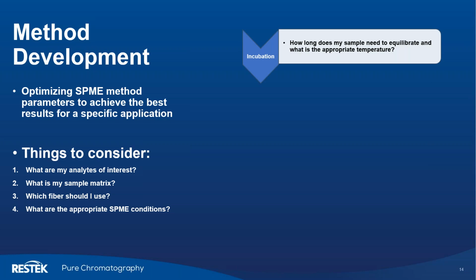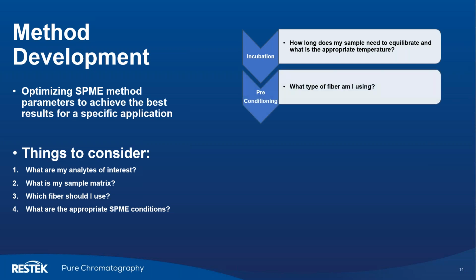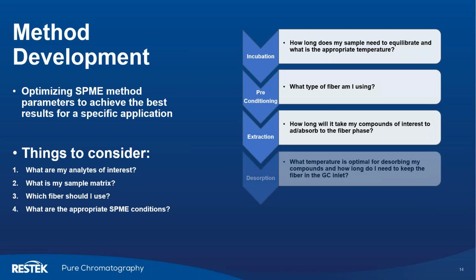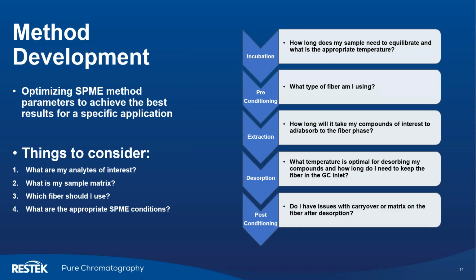So this is how long we equilibrate our sample. Then preconditioning: what type of fiber are you using and how do you clean that fiber to optimize your analysis? And then how long will we be extracting our analytes, right? And at what temperatures? And then finally, what's the optimal desorption temperature that we need for our GC inlet? This is also going to depend on the phase coating that you're using. And then finally, if you have analyte carryover, do you need a post-conditioning step?